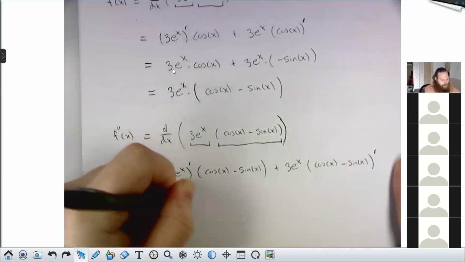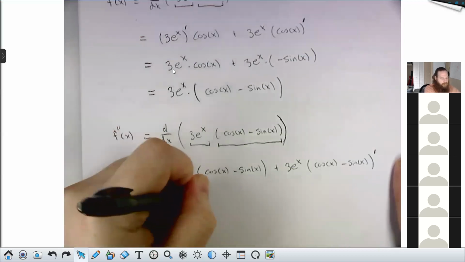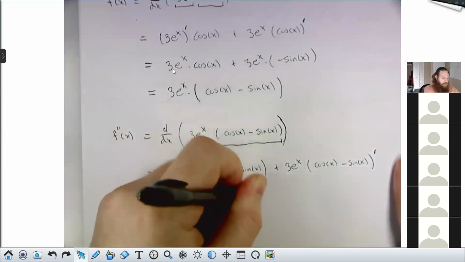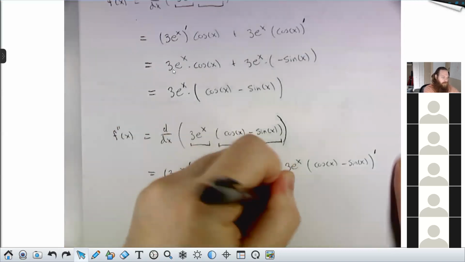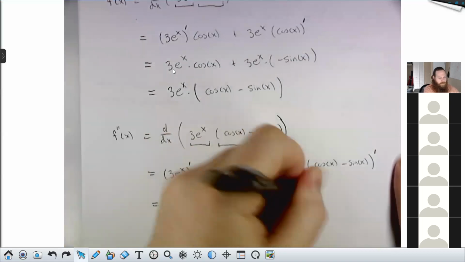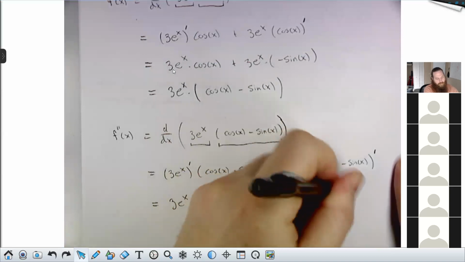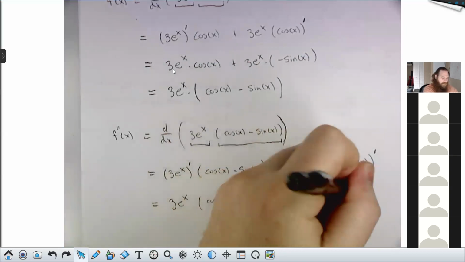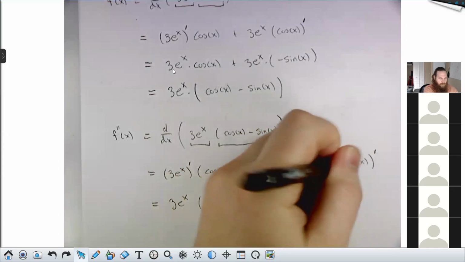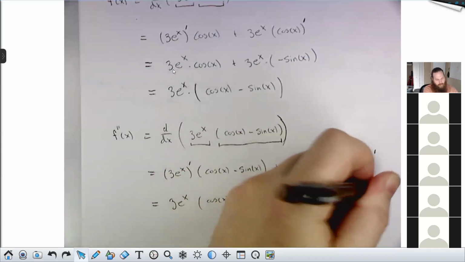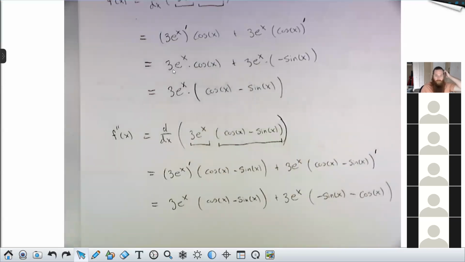So this is 3e to the x, the derivative of that, times cos x minus sine x left alone, plus 3e to the x times the derivative of cos x is negative sine x. And the derivative of sine x is cos x. So minus sine x will differentiate to minus cos x, like this. And this is good. We could stop here if we wanted to.